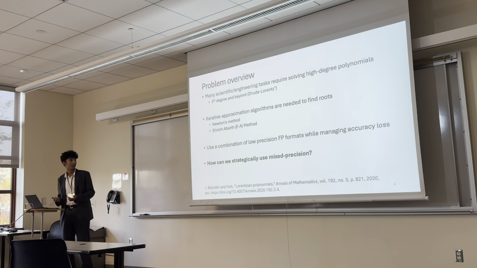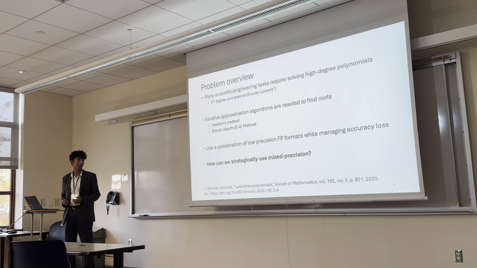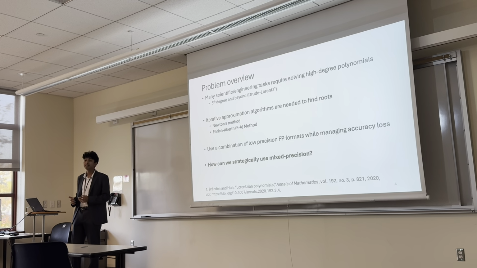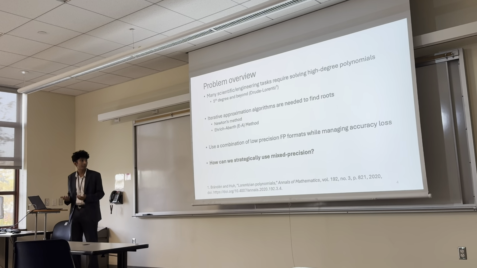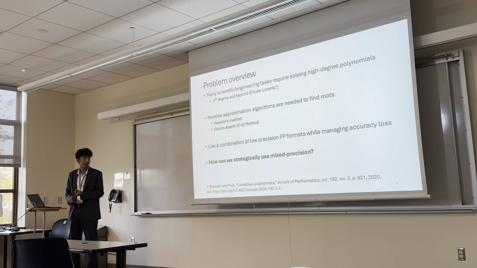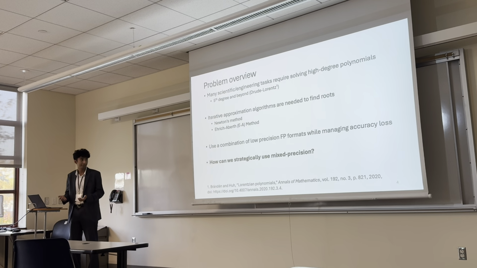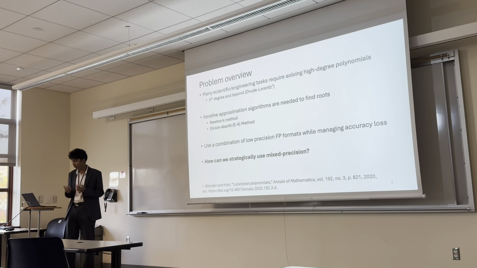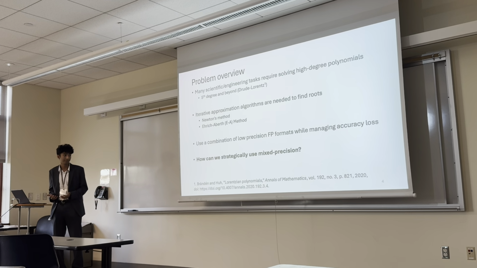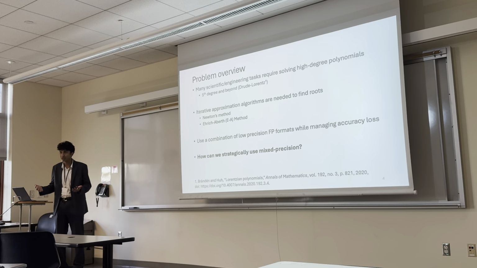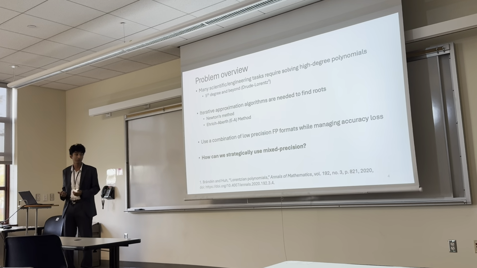So our problem. Many scientific and engineering tasks require solving high-degree polynomials, 5th degree and beyond. And since these kinds of polynomials don't have a set formula, we will need to use iterative approximation algorithms, such as the Newton's method and the Ehrlich-Aberth method, which we will call the EA method. We want to use a combination of low-precision floating point formats while managing accuracy loss for these methods. This sort of approach is also known as the mixed precision approach. So how can we strategically use mixed precision?